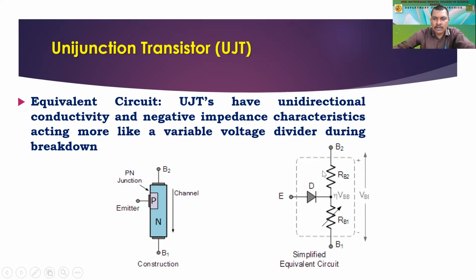So this is actually the equivalent circuit of the junction transistor, and that has unidirectional conductivity and negative impedance characteristics. So this is how we are going to divide this. Now there is this eta, the ratio which I have told you, where the voltage across RB1 is equal to RB1 by RB1 plus RB2 into V in, whatever input voltage we are applying, right? So that is taken as eta: RB1 by RB1 plus RB2.